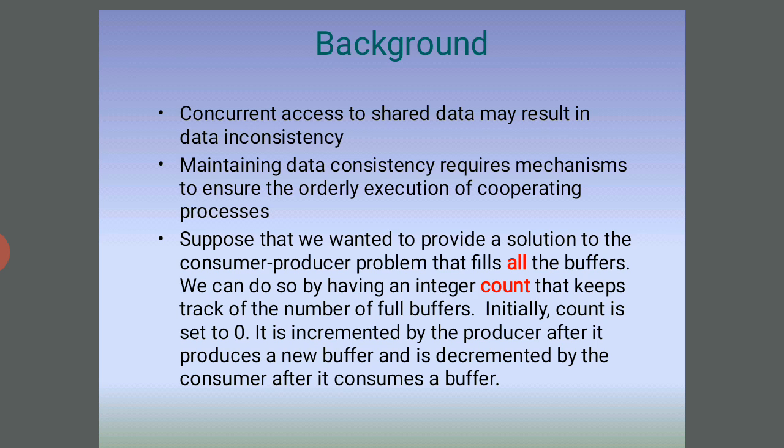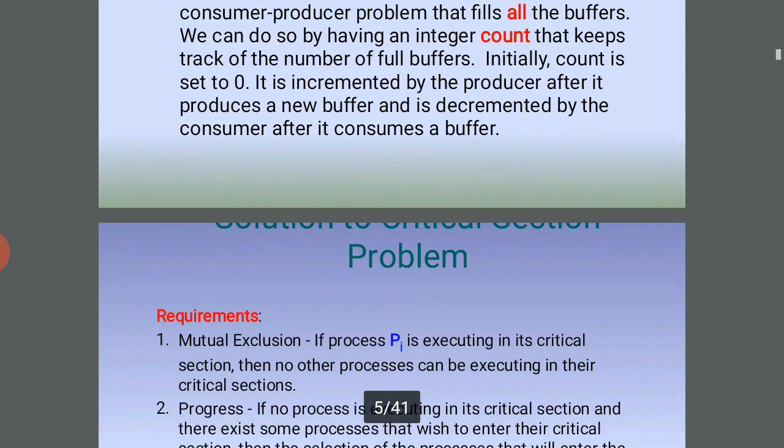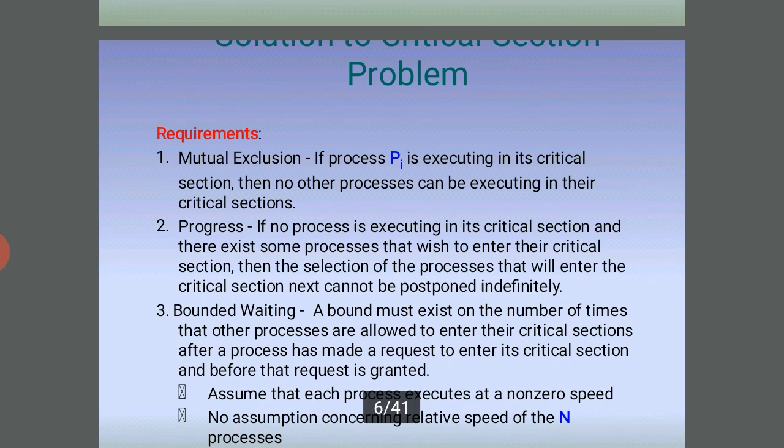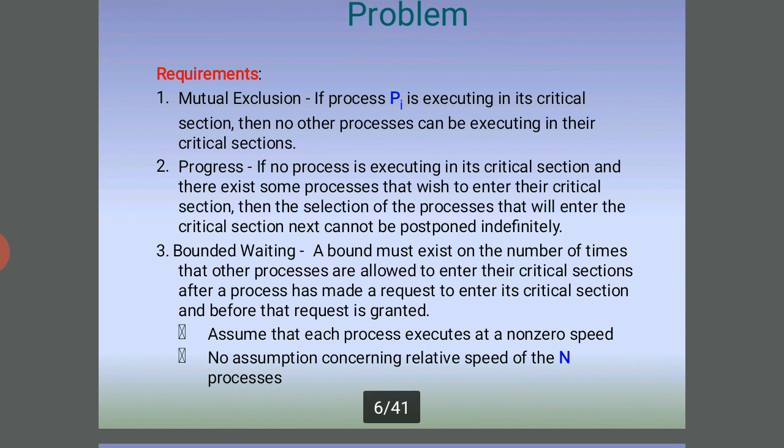The consumer accesses shared data. When we transfer data from one system to another, that is data consistency, and maintaining data consistency ensures the mechanisms for the process. And the problem requirements: mutual exclusion, progress and bounded waiting, which we already discussed in the previous class.